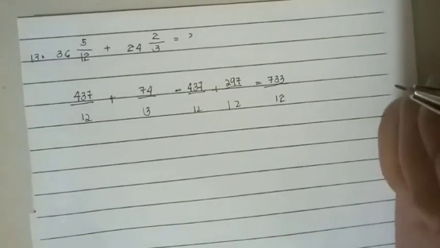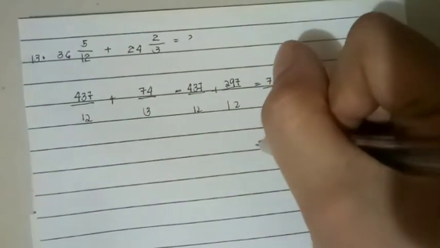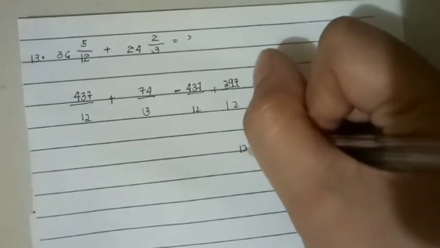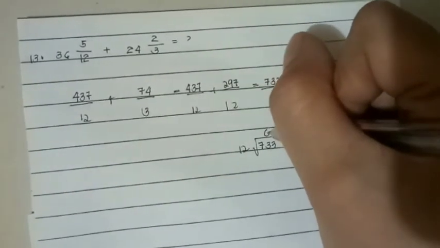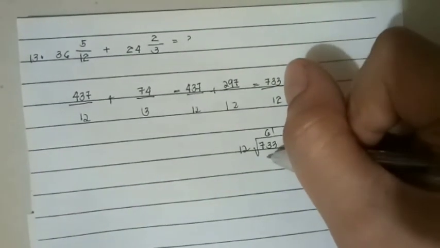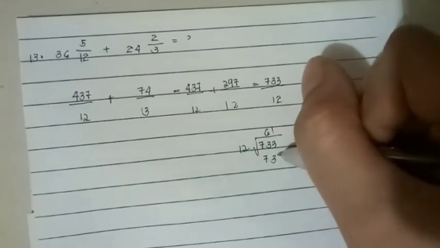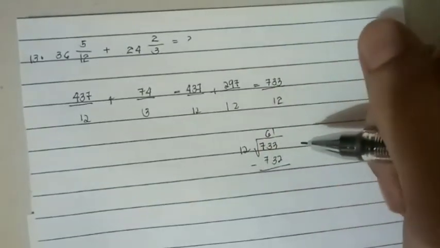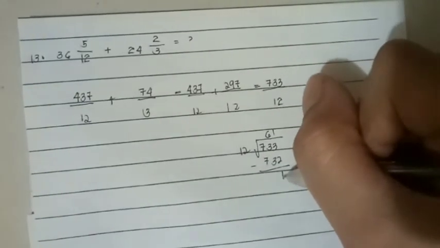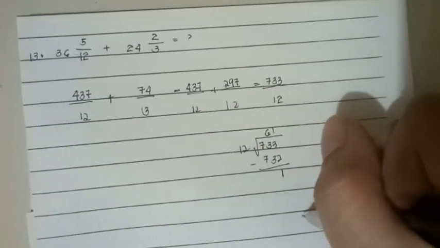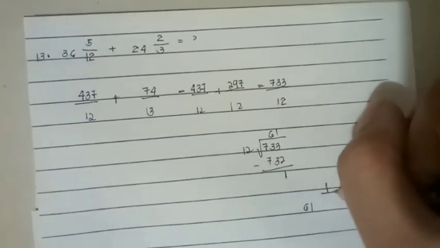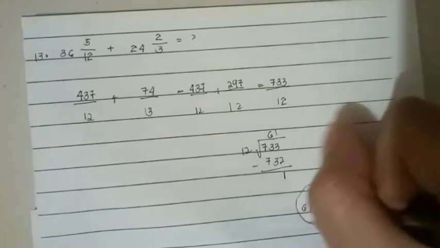Improper fraction, so let's convert it into mixed number. 733 divided by 12 is equal to 61. 61 times 12 is equal to 732. 733 minus 732 is equal to 1. Our final answer is 61 and 1 over 12.